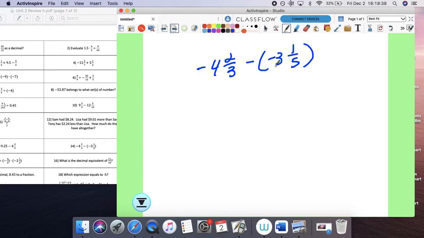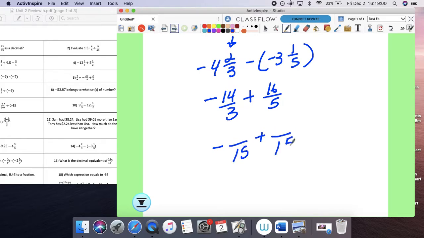This one I'm not changing to a decimal because this can't be changed to a nice decimal, right? A terminating decimal. So negative 4 2/3 is negative 14/3. I'll make this a plus here, plus 16/5. So that's what I'm actually doing. Common denominator. I shouldn't be doing fractions, right? So 3 times 5 is 15, so times 5 on top is 70. 5 times 3 at the bottom, so times 3 is 48.